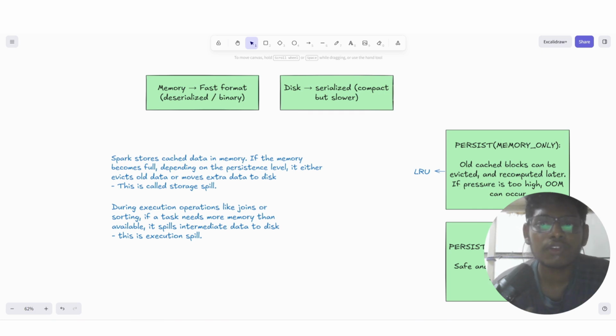But when you configure memory only, there's no space for the whole data frame to fit in memory, so it causes an out of memory error, or it can lead to removal of old cache blocks. Then we need to recompute it, so it's a waste of resources.